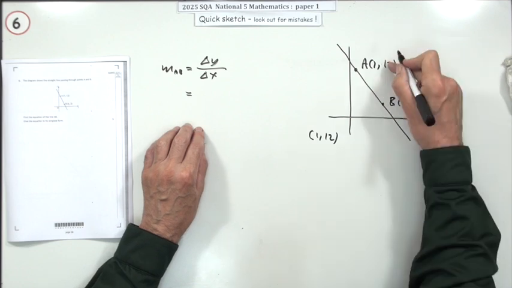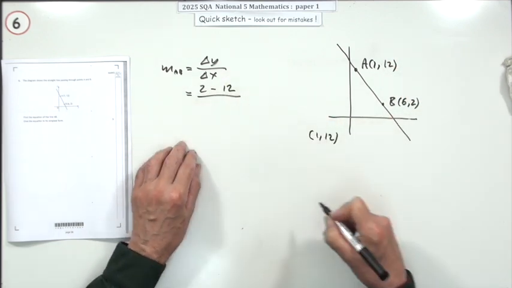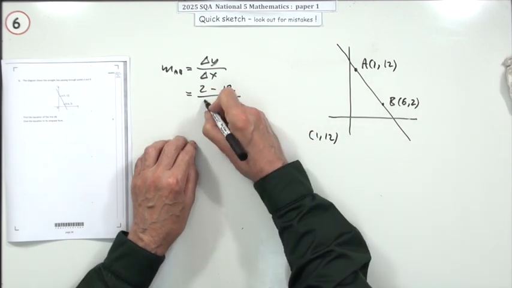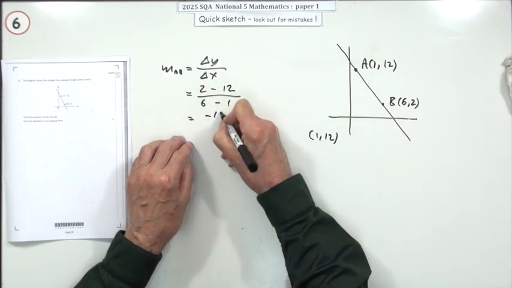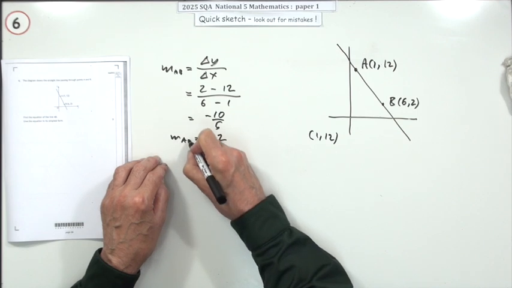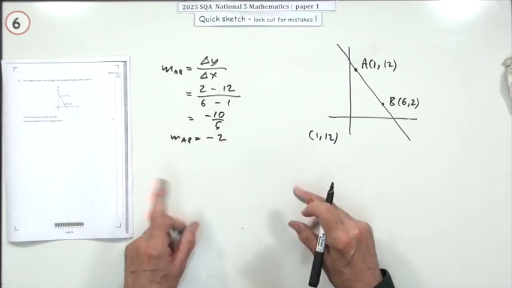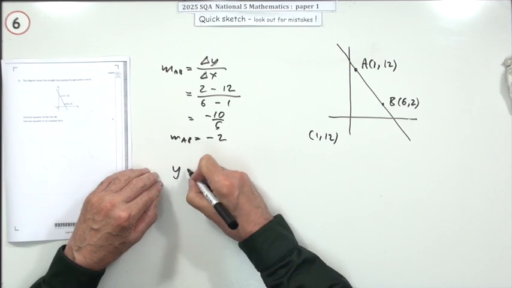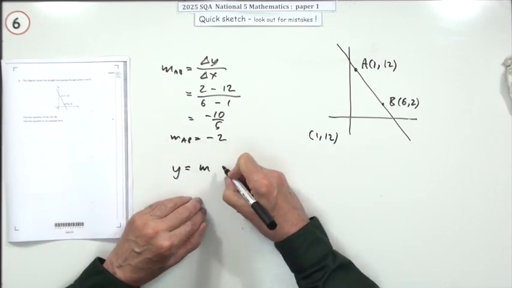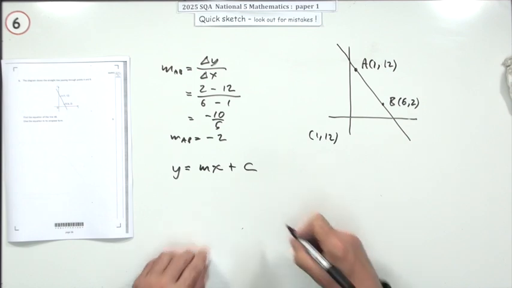So it goes from 12 to 2. So 2 take away the 12, so it's gone down 10. And it goes from 1 to 6, so 6 take away 1. Negative 10 over 5, the gradient is negative 2. Then you might use that y minus b equals m(x minus a), I'm not sure. Or we'll just stick with the standard. The line should look like this. It should look like y equals mx plus c.